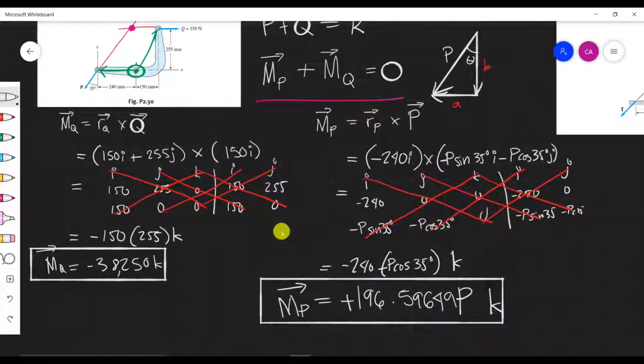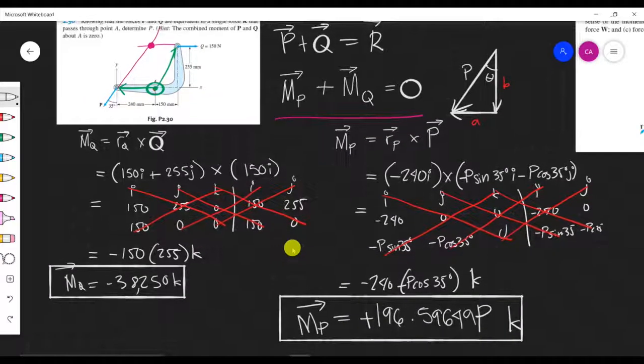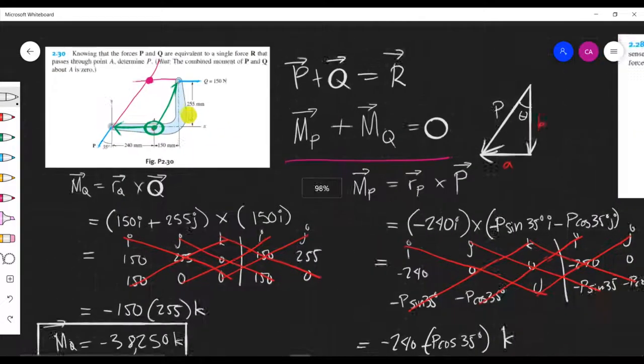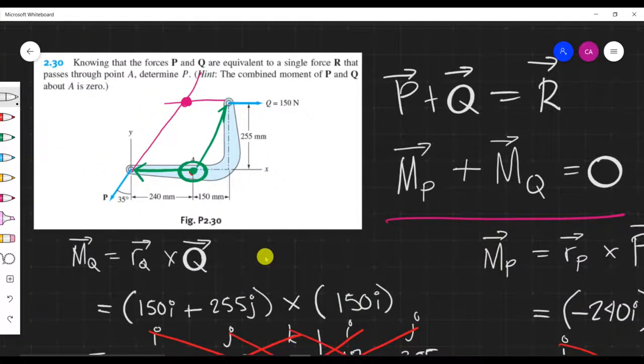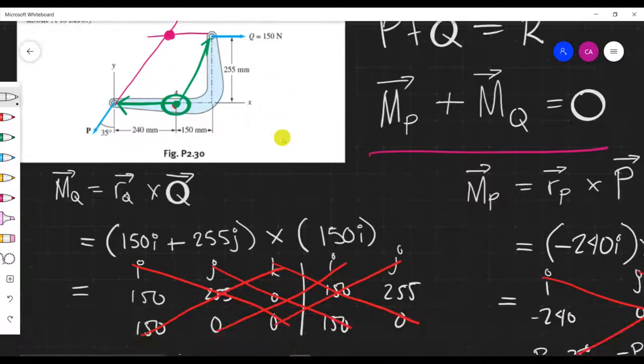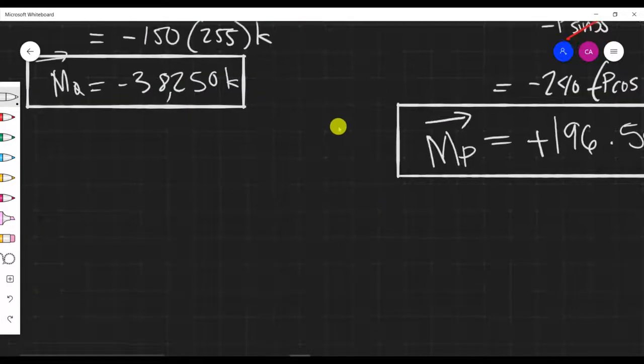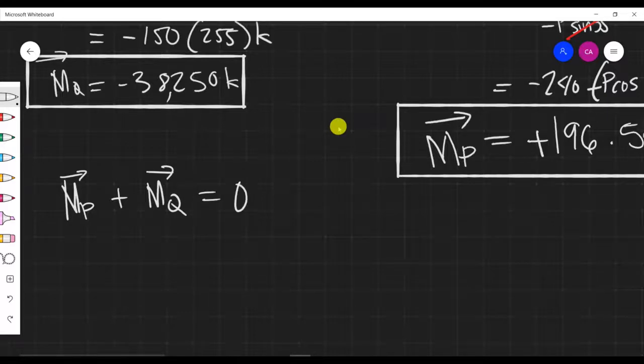Okay? So, nakuha na natin yung dalawang moment. At ang rule, ang sinasabi na kapag daw pinag-plus natin silang dalawa, if we add them together, they should be 0. Ayun yung sinasabi ng problem. Okay? Hint is combined moment ni P at ni Q ay 0. So, ibig sabihin nun, if MP plus MQ is equals to 0, so doon natin malalaman yung P.